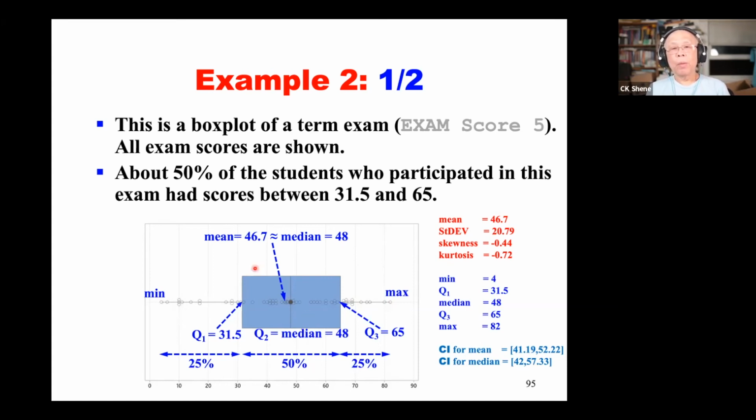Therefore, from this box plot, we learned that about 50% of the students who participated in this exam have scores between 31.5 and 65. Not very well, but indeed we still have 25% of students performing very well, and another 25% with some very low scores. So this is a box plot.